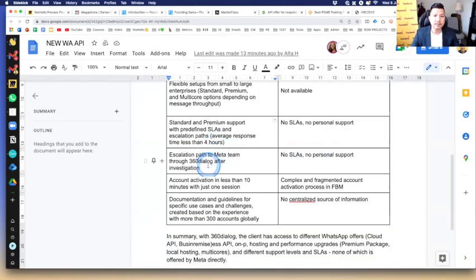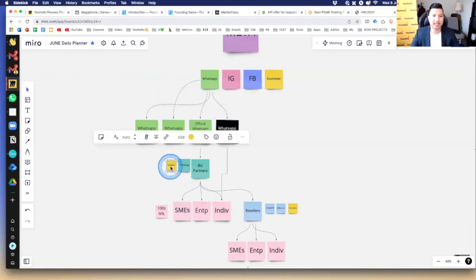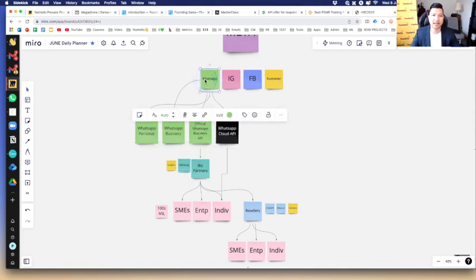Next, escalation path to Meta team through 360 Dialogue after investigation. Yes, so you actually have a few levels. If you're going through YesHello, then you're going through 3 levels, right? So if you're purchasing from us, you'll be talking to us first, the challenge. Then we will have our tech person speak to 360 Dialogue, and then they'll fix it. If they fix it, good. But if they cannot fix it, then 360 will go through directly and speak to WhatsApp, right?